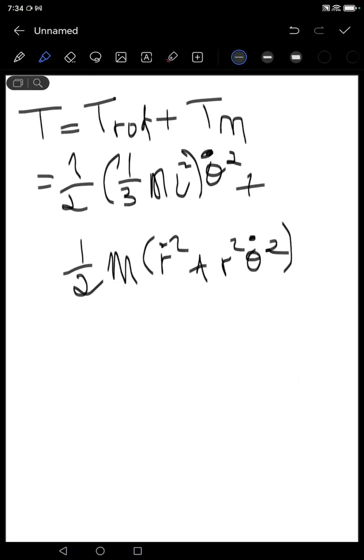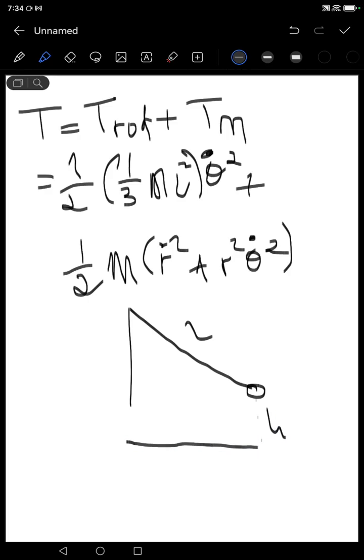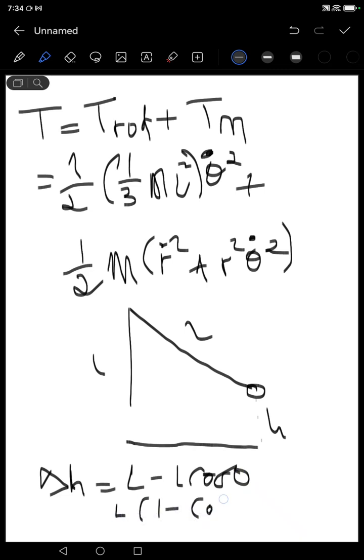I think I attended it. It was like this, where we have a pendulum here, and the length L, and then we have a distance like this, and then we say here it's h, and then we have another L. Change in h equals L minus L cos theta, and that's where we end up with L into 1 minus cos of theta.